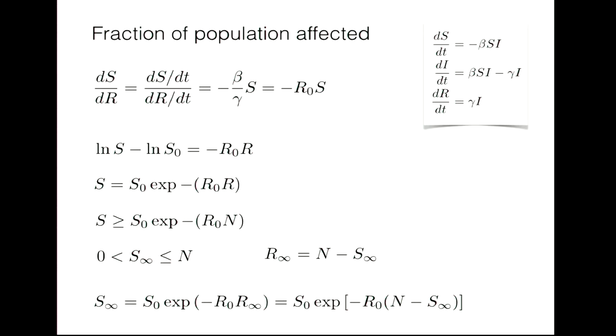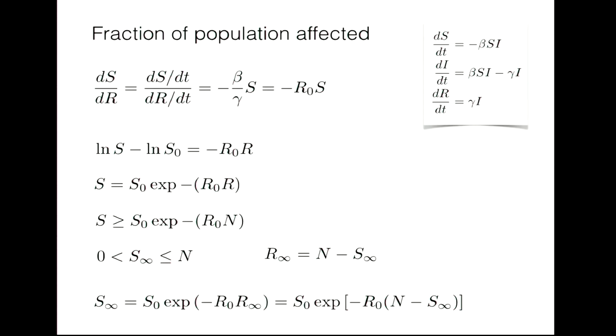So let's ask, what is the fraction of the population affected within the SIR model? If you go back to taking the S equation and dividing by the R equation, you can get rid of the factor of I. So dS by dt divided by dR by dt is just minus beta by gamma times S, which is minus R0 times S. This you can now integrate, because log S minus log S0 is minus R0 times R, and this you can then write as S equal to S0 exponential of minus R0 times R.